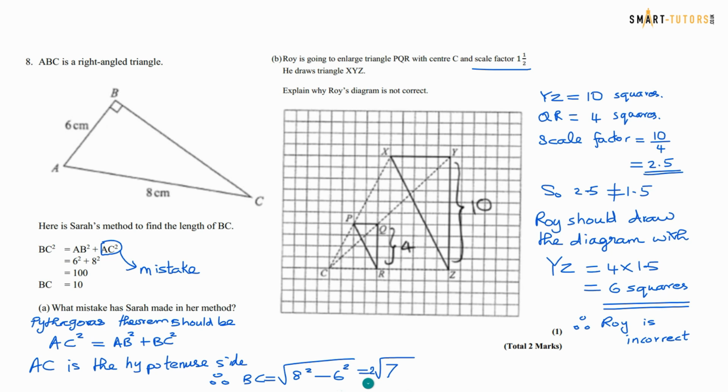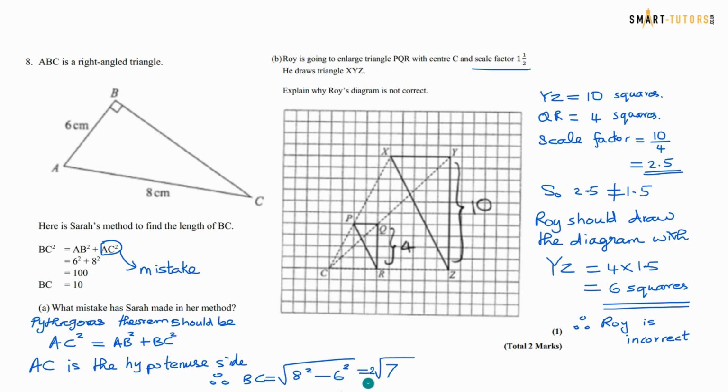Question number 8. ABC is a right angle triangle. Here is Sarah's method to find the length BC, and Sarah's working is given: BC squared equals AB squared plus AC squared. What is the mistake Sarah made in her method? So Pythagoras theorem should be AC squared equals AB squared plus BC squared. So AC is the hypotenuse side. So you must start with AC squared, the other 2 squares addition.